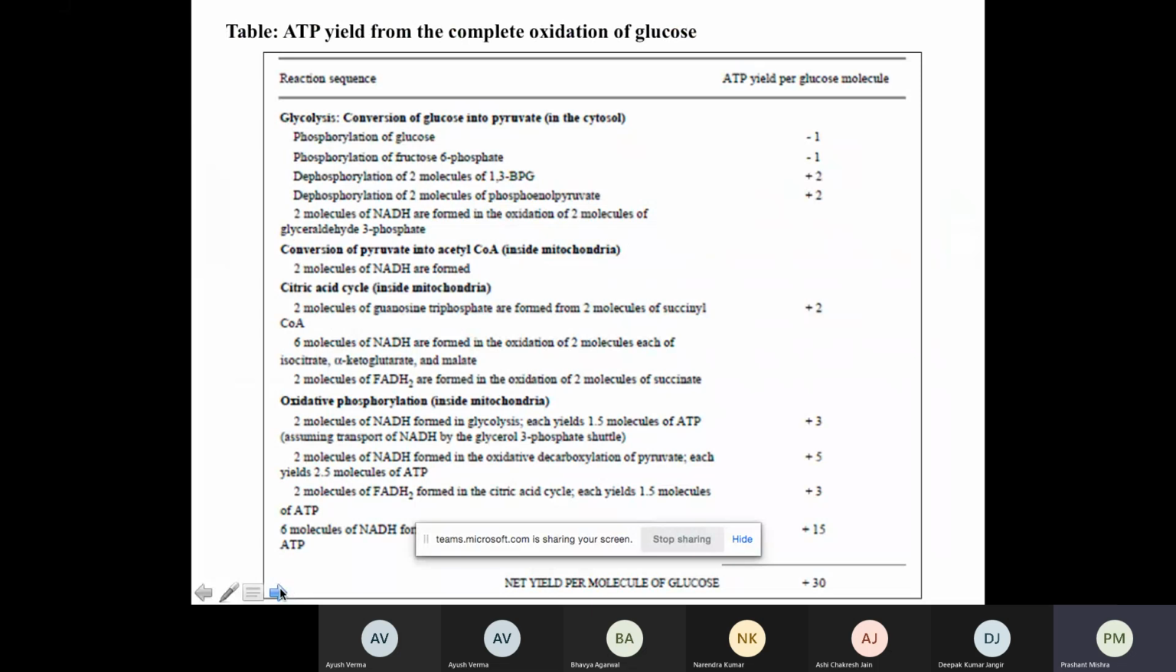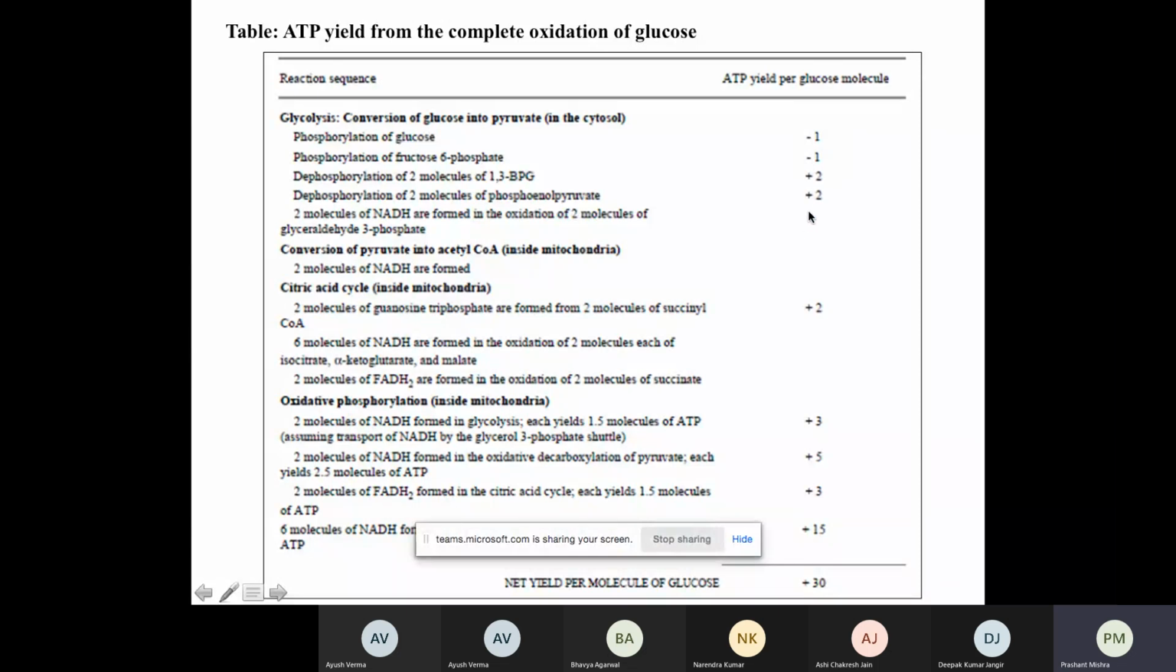Now, I am trying to sum up what you have learned in the last couple of classes. Here, I have tried to summarize the ATP production. You recall in glycolysis, there are two steps where ATP is being consumed. Number one, when glucose is converted into glucose 6-phosphate, and number two, when fructose 6-phosphate is converted into fructose 1,6-bisphosphate.